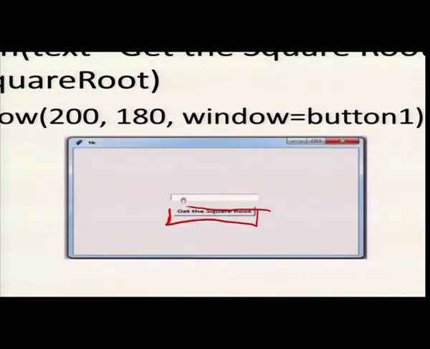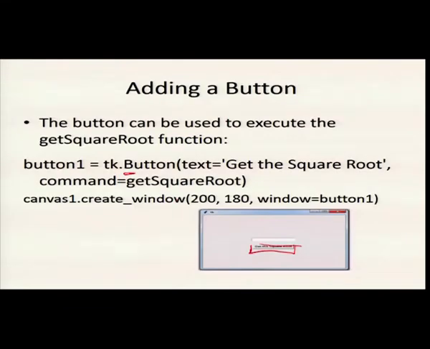So, this is the input field. Now, we have added a button. So, what is left out? It is left to the user. The user has to give the input. When you press get the square root, it will compute and the output will be displayed.